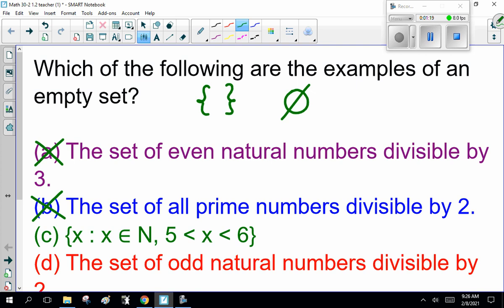Now, the third one, x, all this horrible notation we talked about, x such that x is a natural number, 5 is less than x is less than 6. So all the numbers between 5 and 6. Now remember, natural numbers are 1, 2, 3, 4, 5, 6. We're looking for the numbers between 5 and 6. There are no numbers between 5 and 6 that are natural. So this one's empty.